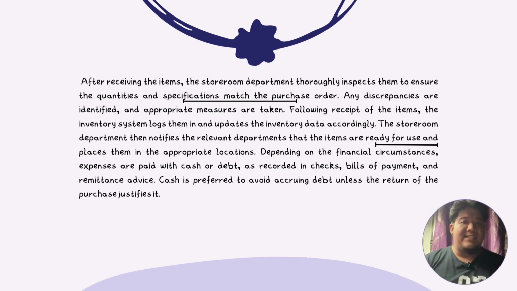Next is expense management. Depending on the financial circumstances, expenses are paid with cash or debt, as recorded in checks, bills of payment, and remittance advice. Cash is preferred to avoid accruing debt unless the return on the purchase justifies it. In conclusion, by following this detailed procedure, Monty Cafe ensures that inventory is received, inspected, and managed efficiently. That's all for the expenditure cycle narrative.